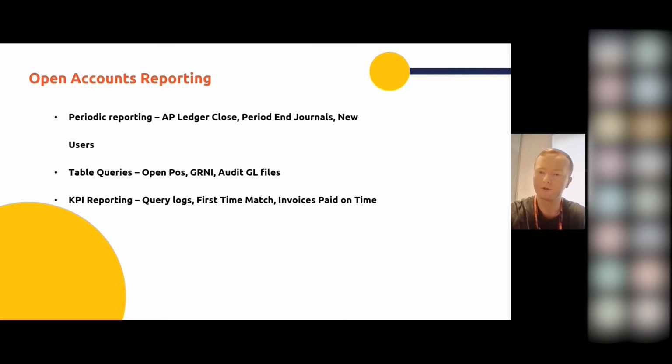We've also designed reports with Escon to report on our KPIs. We have created query log reports, which are used to show the first time match rate on AP invoices, the percentage of late POs, and also the percentage of invoices paid on time. These reports not only allow us to calculate the percentage of our KPIs, but they also show the reasons why invoices or purchase orders have not met the KPI.